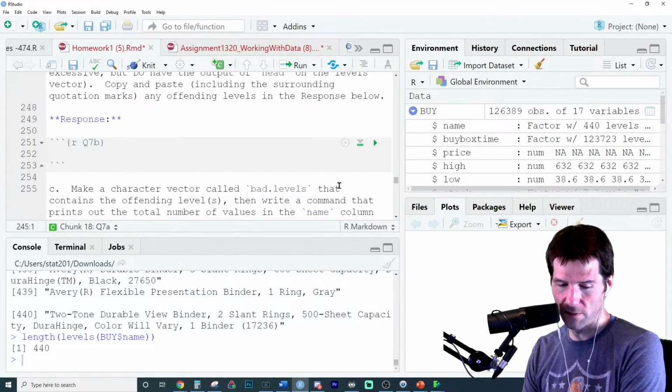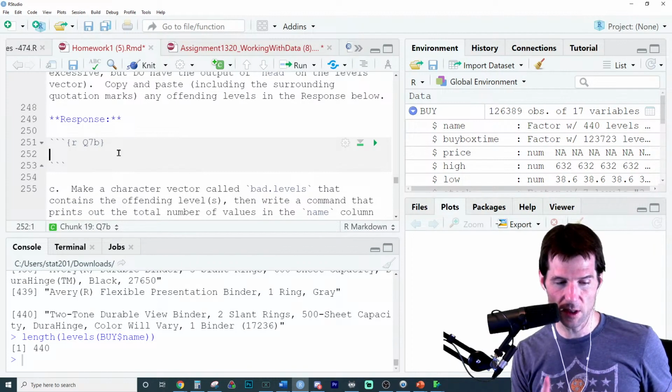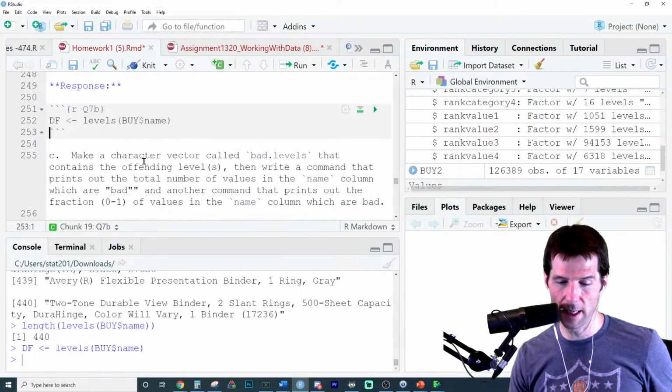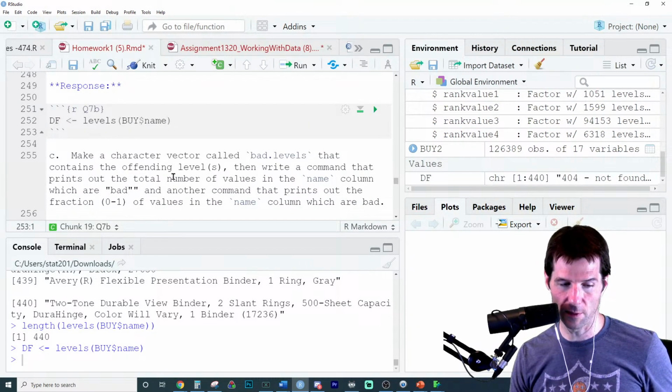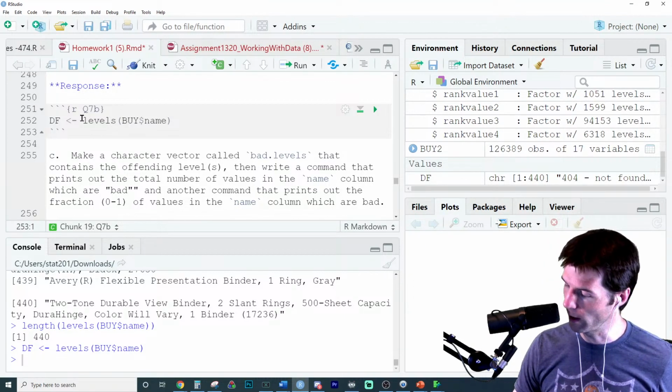So when you look at the levels of names, what you could do, check this out, is you could make a data frame of the levels right here of name, and we just made a data frame. I want to make it into an actual data frame.